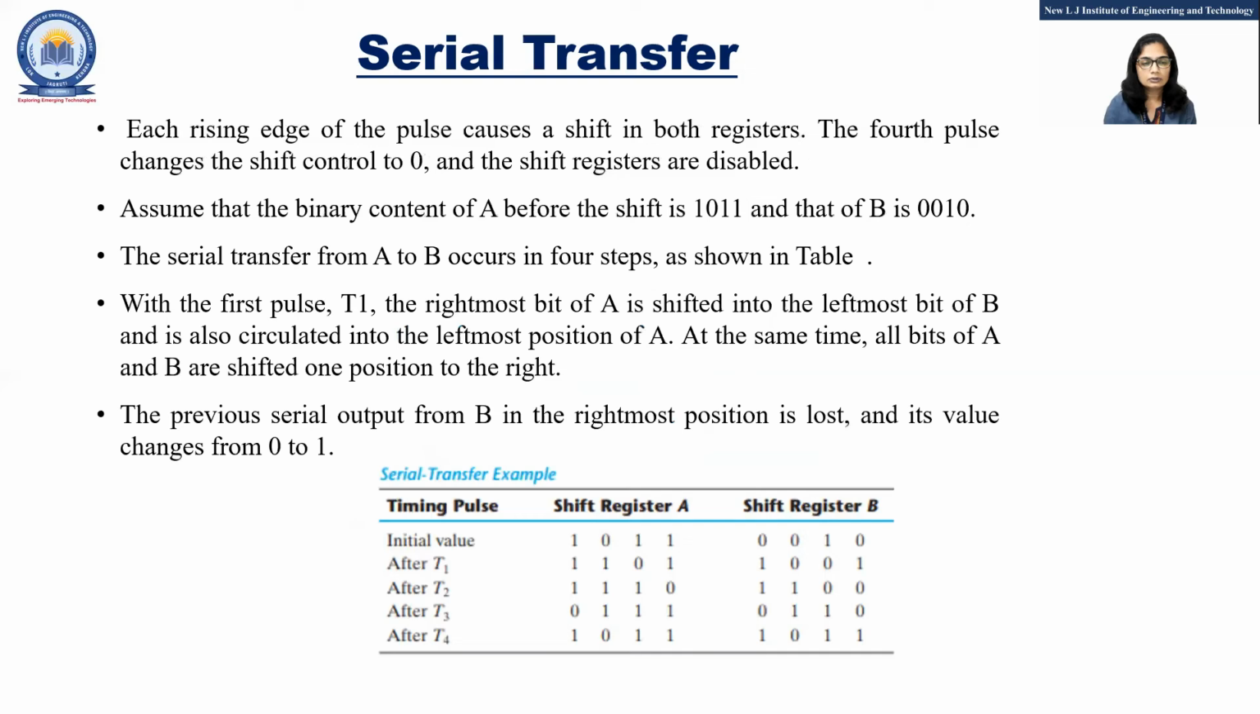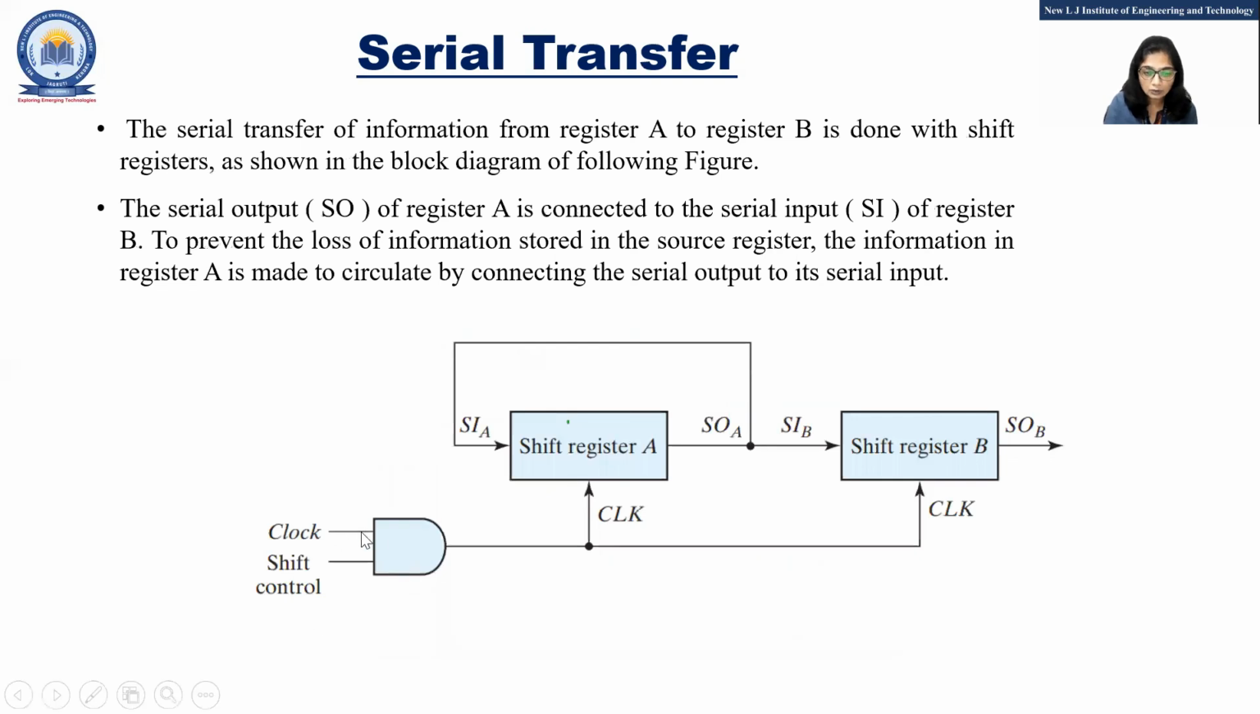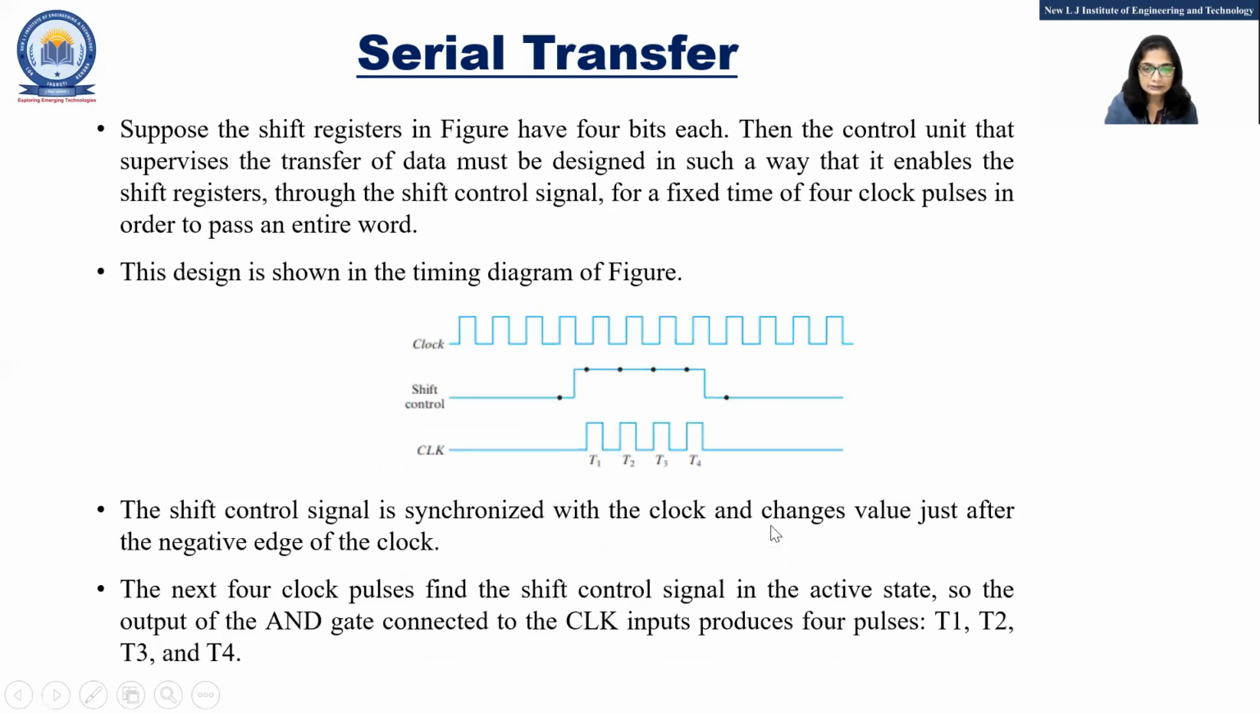Okay, so suppose we'll take one example. Suppose I want to store data 1011 to register B. We will refer to this table for this operation. Now, the initial value: I want to store this data to register B, but initially in this register the data stored is 0010. But I want to store this data 1011. So suppose this control signal is on, then the shift operation will start.